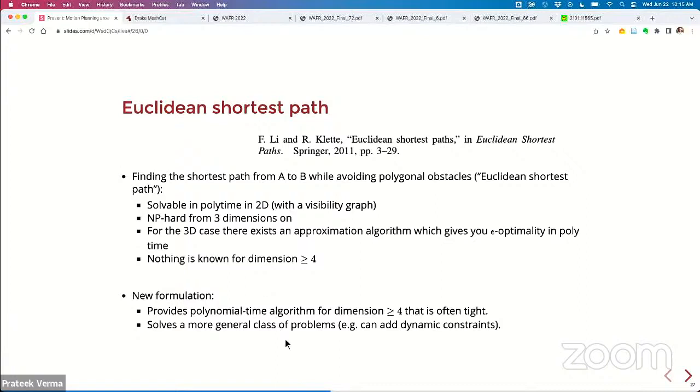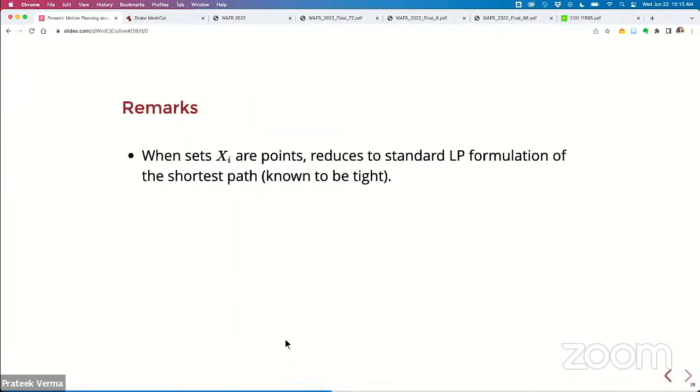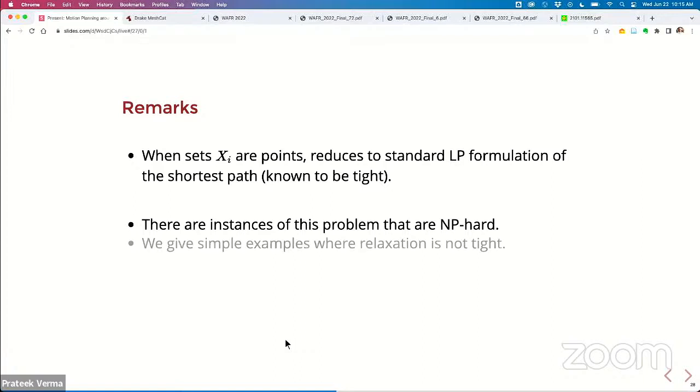Okay, and it does solve a more general class of problems than the standard Euclidean shortest path problem. It's got some nice properties. So if I take those sets and I shrink them down to a point, then I actually get back the original formulation. So we haven't broken this known good result. We know there are instances that are NP hard. We have simple examples in the paper of all of the corner cases, if you will.